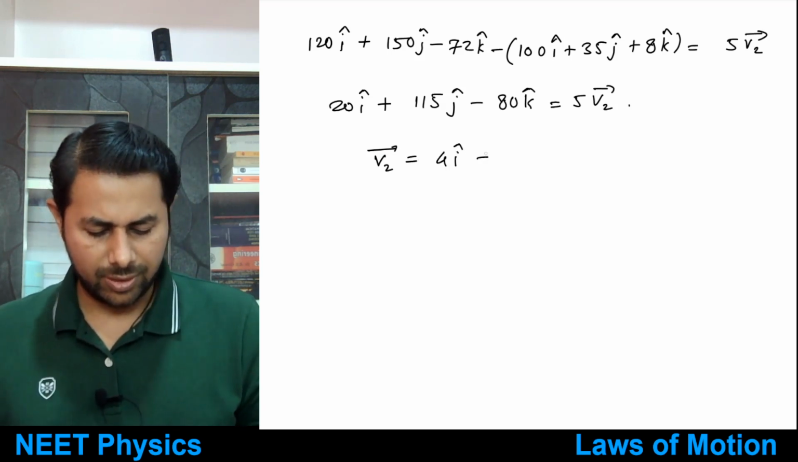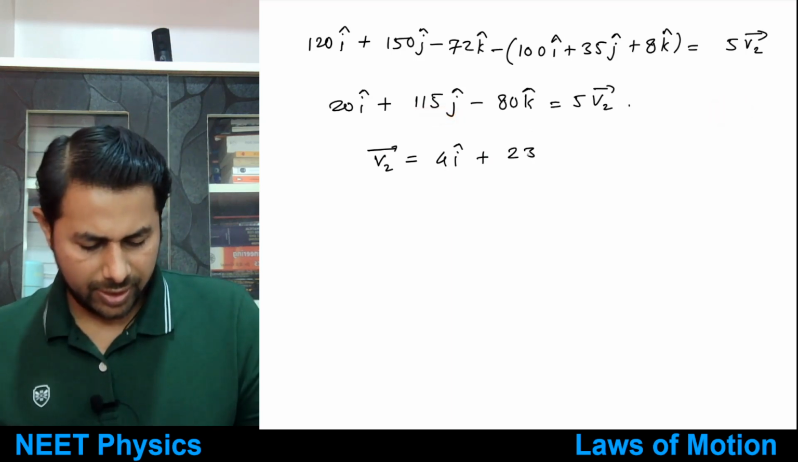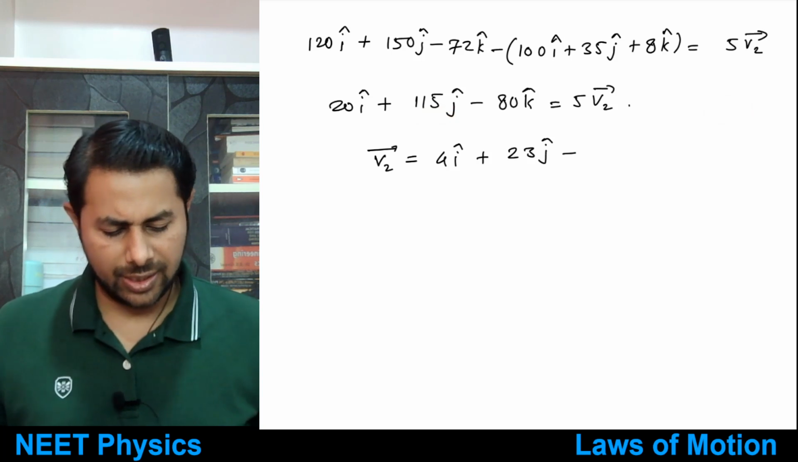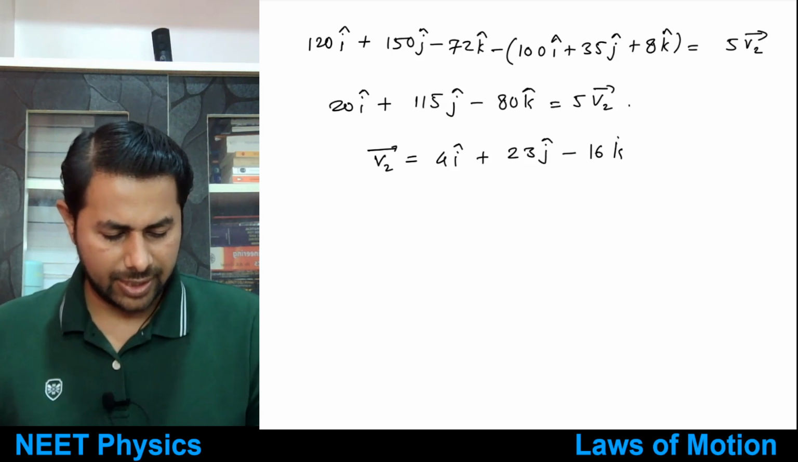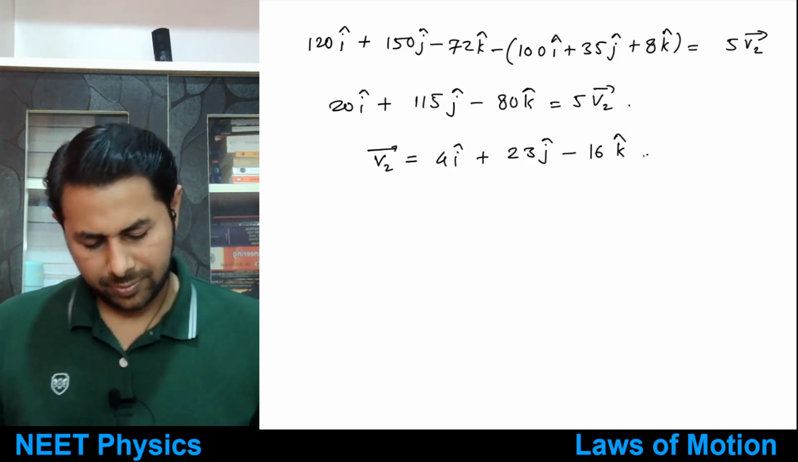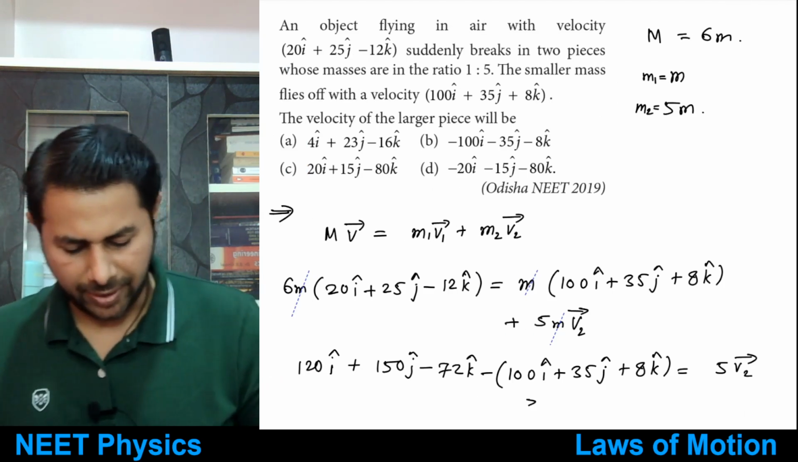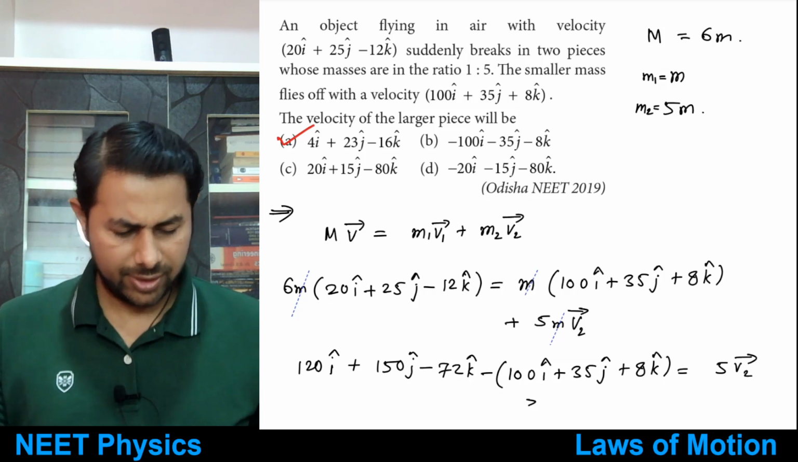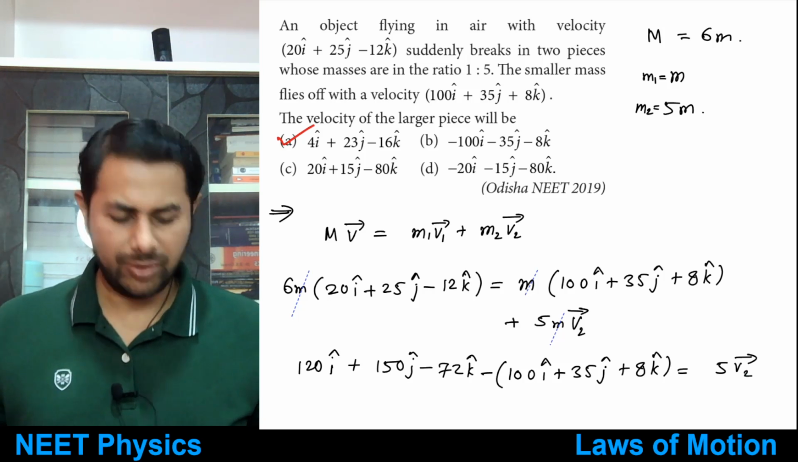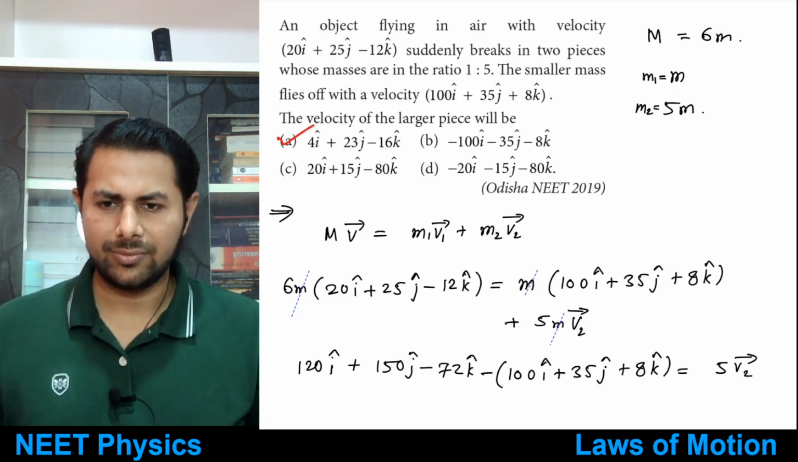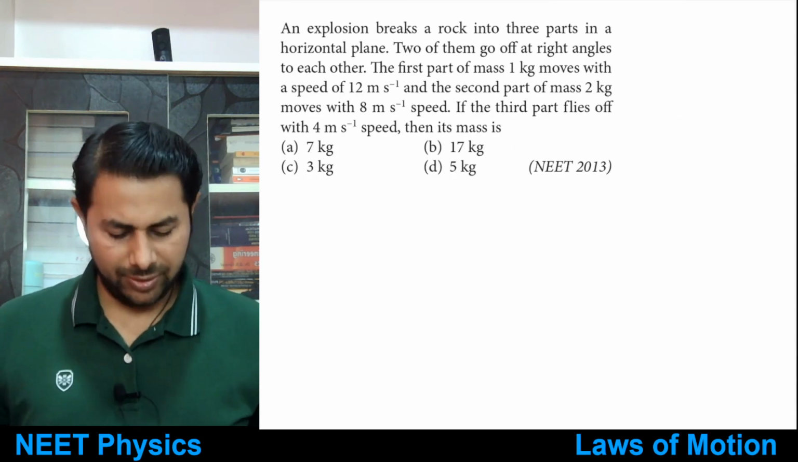4i cap plus 23j cap minus 80k cap divided by 5, which is 16k cap, right? So this is the answer, 4i cap plus 23j cap minus 16k cap, right? It's option A. Okay, so this is just calculation. This one is clear? Yes, no? Okay, good. Let's see the next one.